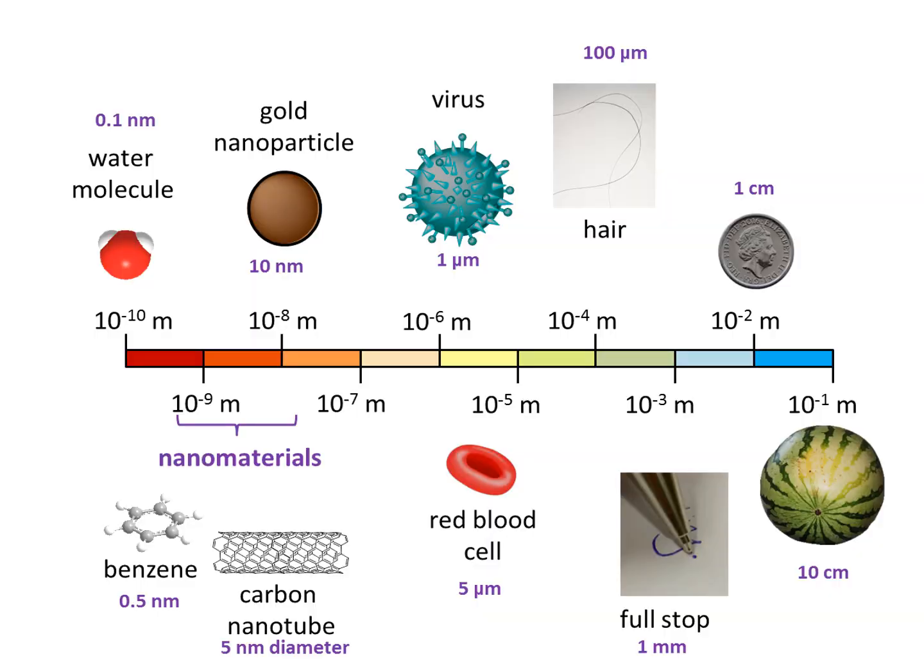So we will see some examples of particle sizes. If I take a water molecule, it is 0.1 nanometer, a gold particle 10 nanometer, a virus 1 micrometer, hair 100 micrometer, then a coin 1 centimeter. Nanomaterials range from 10 power minus 9 meter to 10 power minus 7 meter. Benzene, carbon nanotubes, red blood cells 5 micrometer, and even a full stop that we use is 1 millimeter.